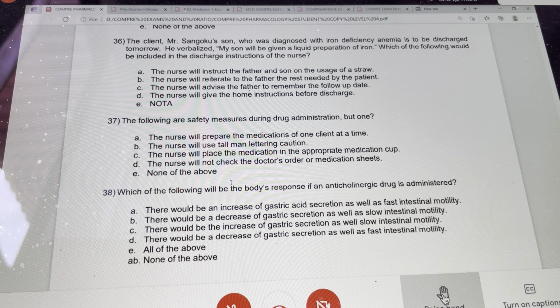Letter A. Okay. Correct. The answer is letter A. You have to teach the parents that the child will use a straw for the liquid preparation of iron. Why? Because this medication could stain the teeth, and using a straw would minimize the likelihood of staining the teeth of the child. Okay, that's number 36. Next, 37.